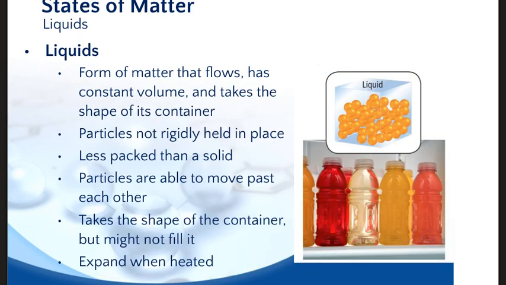Okay, so a solid has its own shape and volume, a definite shape and volume. So how is that different than a liquid? Most of you could give me examples of liquids, but how do you actually define it? Think about what happens when you put it into a container. It's a form of matter that flows, has constant volume, and takes the shape of its container.